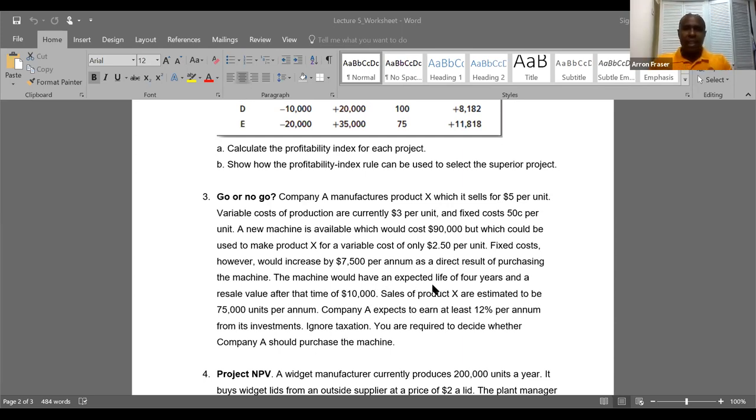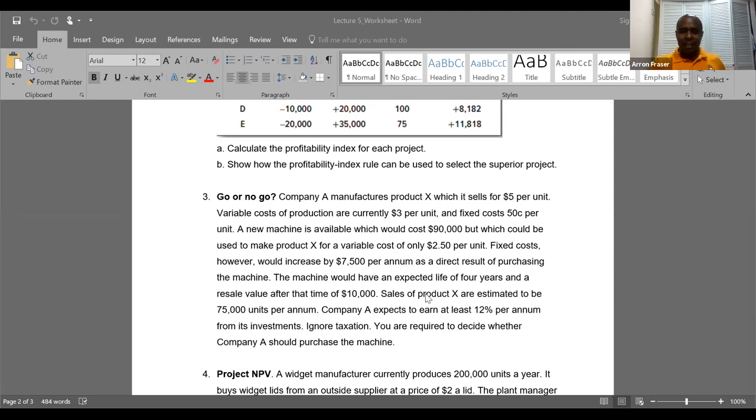The machine would have an expected life of 4 years and a resaleable value after that time of 10,000. So remember we spoke about salvage value, scrap value earlier. So this is where this 10,000 comes in and could be categorized as salvage value, right? So that also has to be included in the cash flows, and that will happen in year 4.